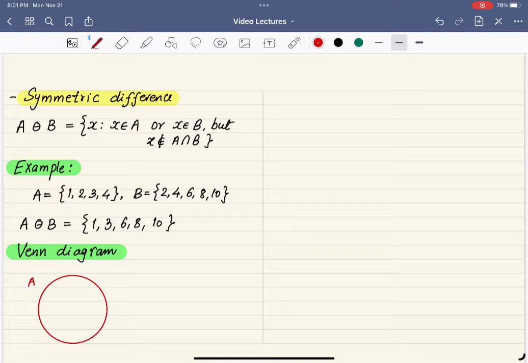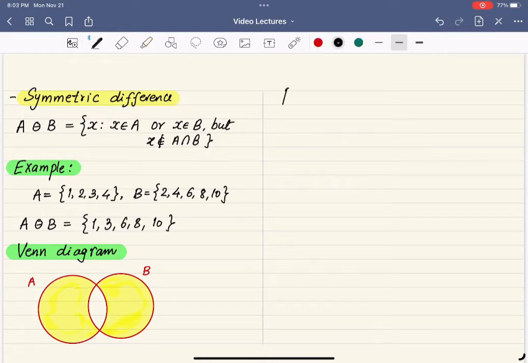Suppose you have set A and you have set B. Then the symmetric difference is given by all these elements that are in A or B but not in their intersection. And there you go. Cool.